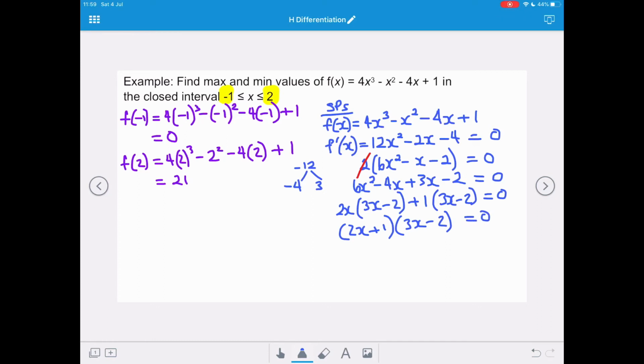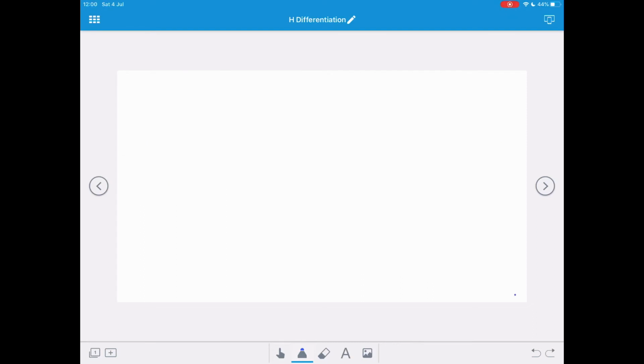So that means that we've got a stationary point when 2x plus 1 equals 0. That gives us a value of x equals -1/2. And we've got a stationary point when 3x minus 2 equals 0, giving us a stationary point at x equals 2/3. So we need to work out the coordinates of these stationary points in order to work out what the maximum or minimum value is. We've got our stationary points at x equals -1/2 or x equals 2/3, and we need to substitute these into our original function to work out what the y coordinate would be.